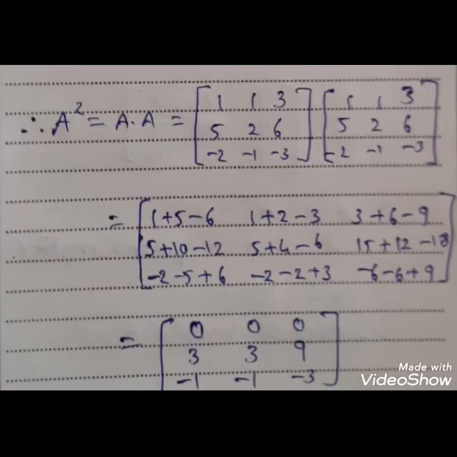For a nilpotent matrix, we have to show that A raised to m equals the zero matrix. So first we take A square equal to A into A. Matrix A is 1 1 3 are the elements of the first row, 5 2 6 of the second row, and minus 2 minus 1 minus 3 of the third row. So we take them in multiplication. First row multiplied with first column gives the first element of this matrix: 1 into 1 plus 1 into 5 plus 3 into minus 2, that is minus 6. So 1 plus 5 minus 6 is the first element, that is 0.